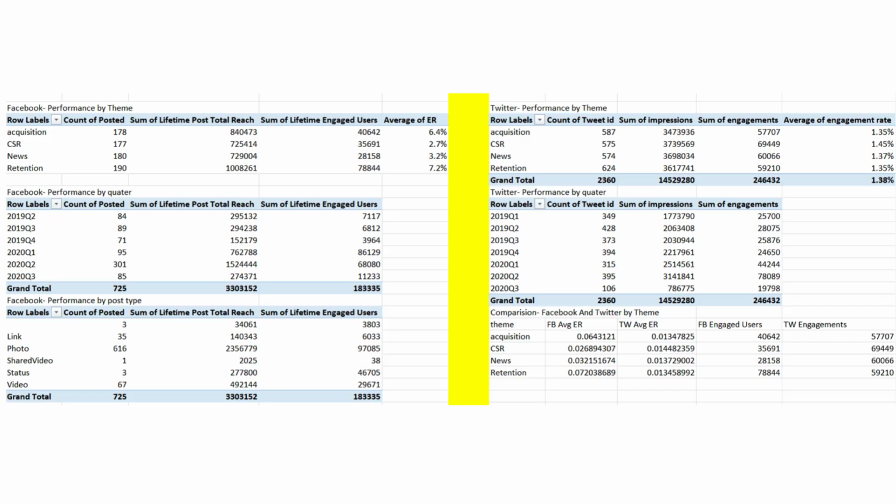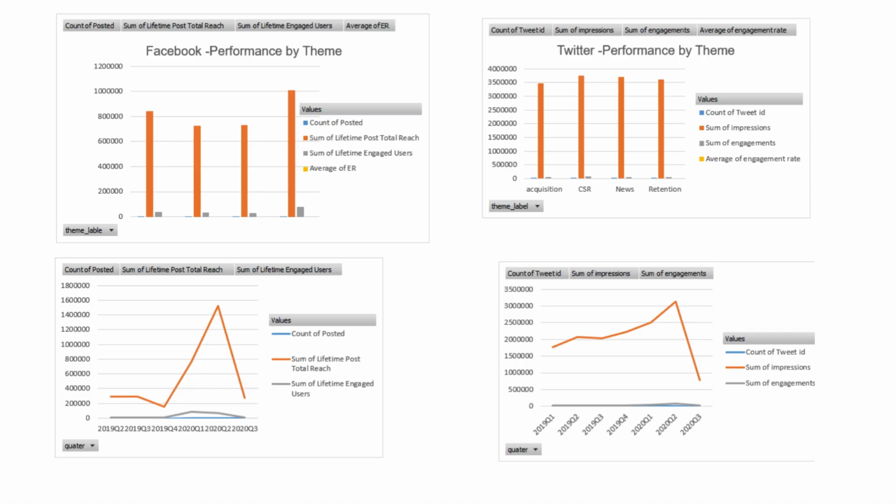However, look at the sharp drop at Q3 of 2020. Both channels suffered a dramatic drop-off, which correlates perfectly with the sudden decrease in our posting volume during that quarter.